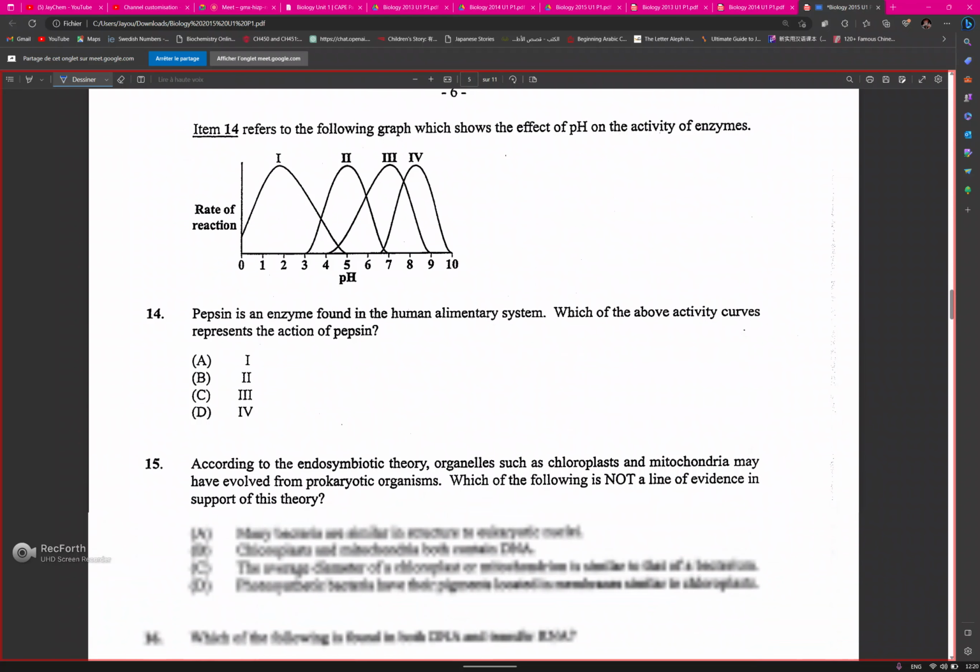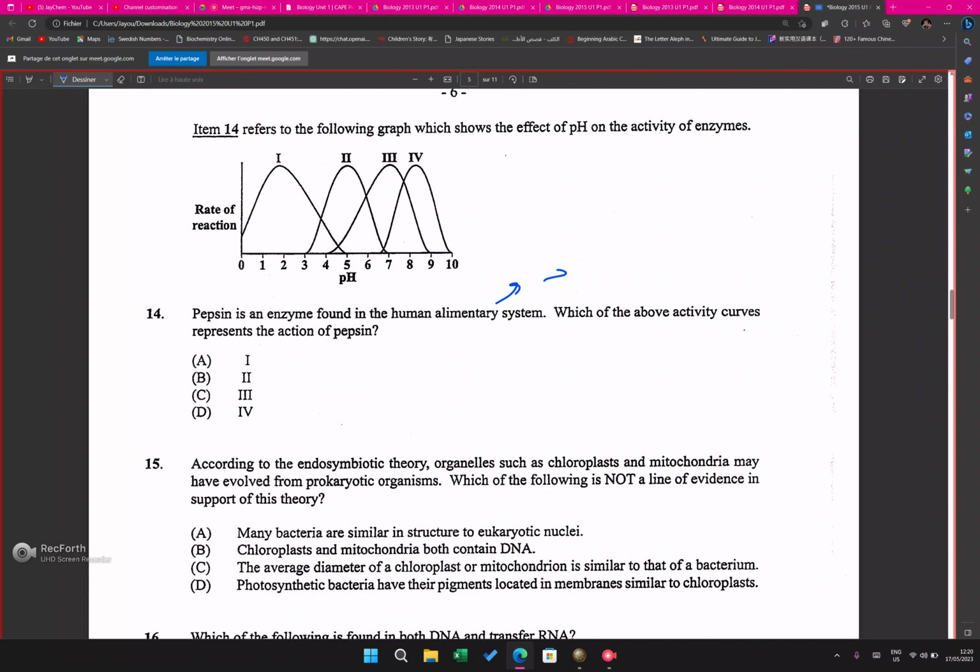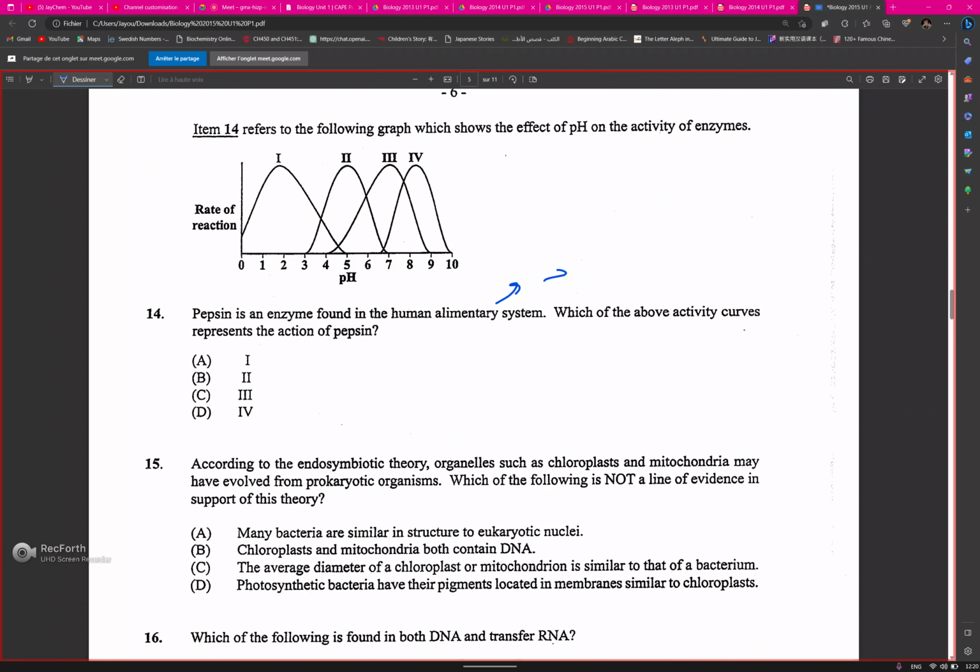Alright, so this is the next repeated question. Pepsin is an enzyme found in the human alimentary canal. Where in the alimentary canal? The stomach. Which of the above activity curves represents the activity of pepsin? A. Hold on. Okay, so it would be A.